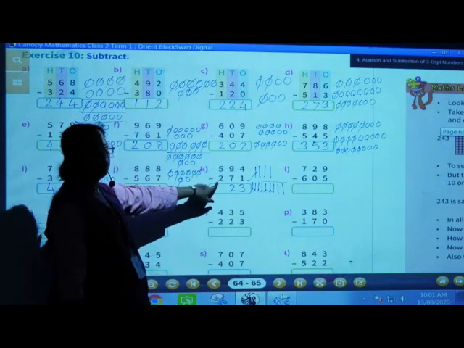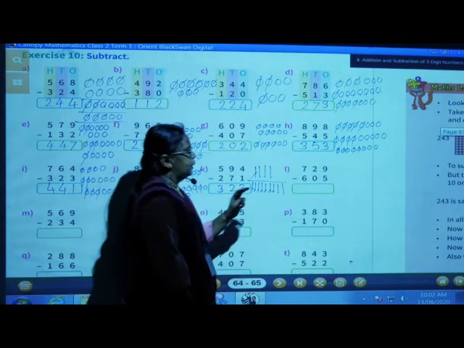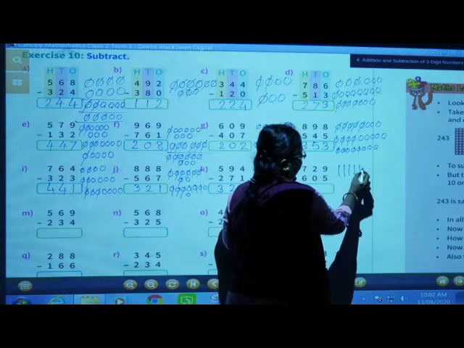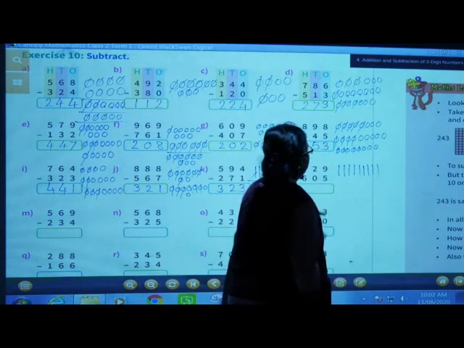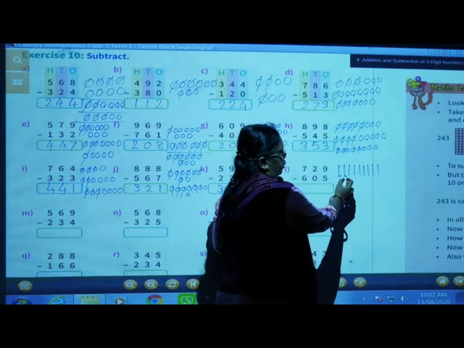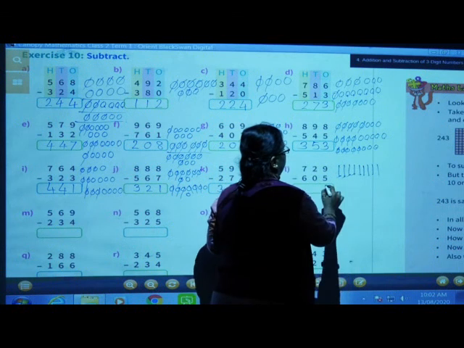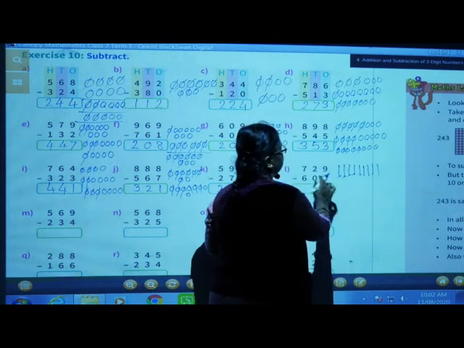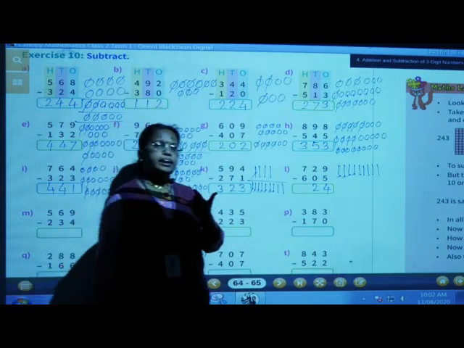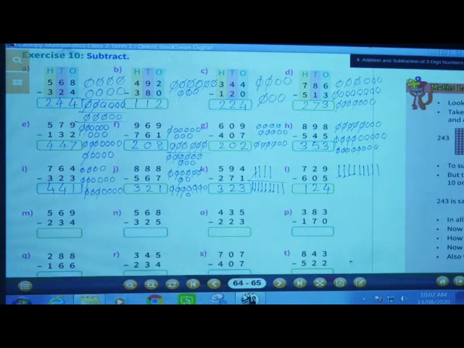Then 5 minus 2, 3. Then 9 minus 5. Now from this 9 you want to remove 5. So 1, 2, 3, 4, 5. How many are remaining? 1, 2, 3, 4. Then 2 minus 0, 2. Then 7 minus 6 is 1. So write down this.